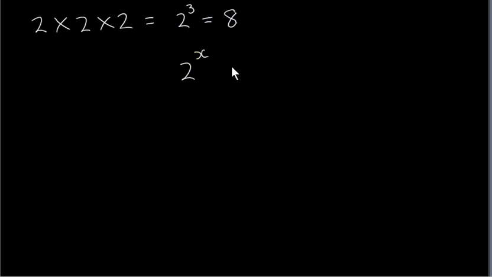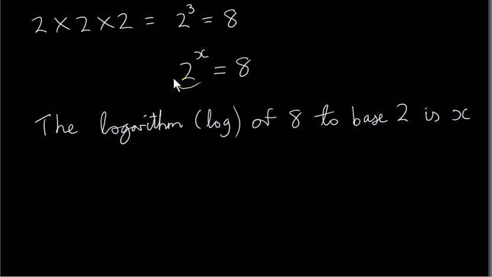Suppose we have this equation here, 2 to the power of x equals 8. So the inverse operation would be, what number must we raise 2 to in order to get 8? Now this number here is referred to as the base. We say that the logarithm, or log for short, of the number 8 to base 2 is x. So we write it like this: the log of 8 to base 2 is x. So finding x is the inverse operation to raising 2 to the power of x.